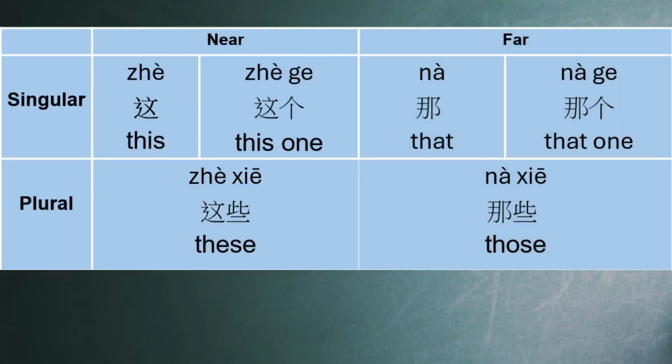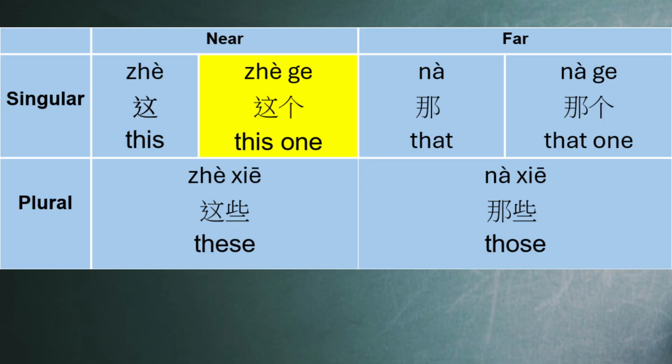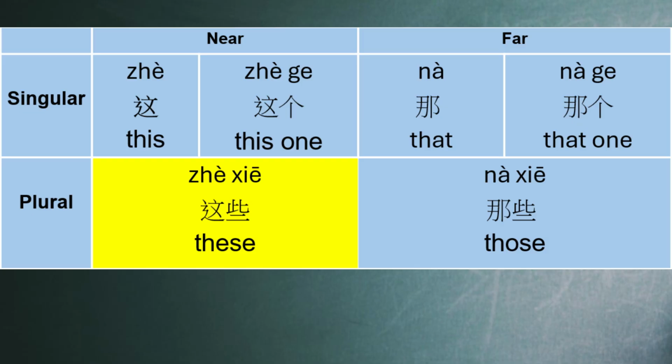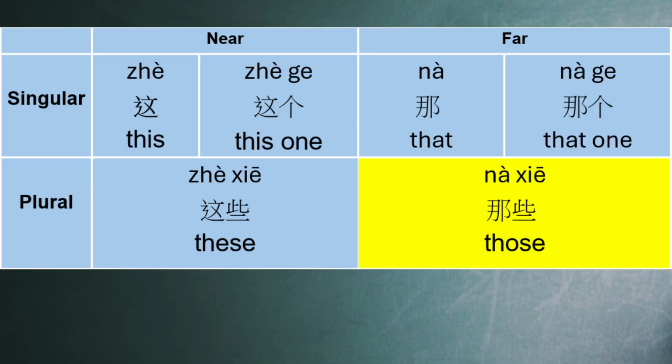Well done. Now, let's have a quick recap. 这, this. 这个, this one. 这些, these. 那, that. 那个, that one. 那些, those.